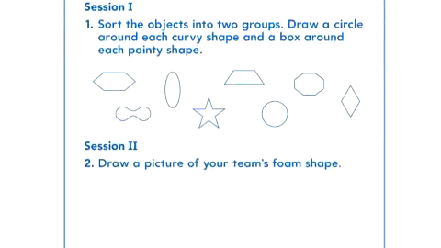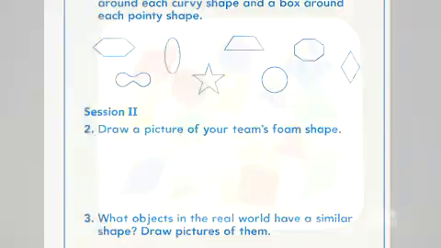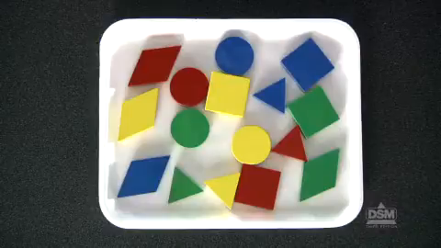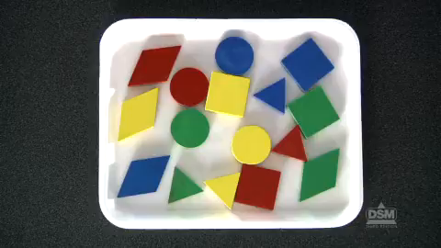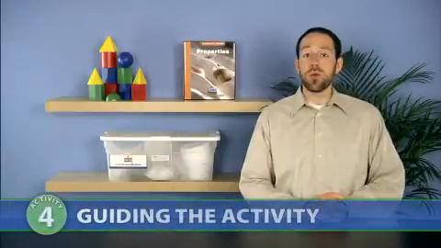Remove the blocks from each team's bag and place them on each sorting tray. Each team of 4 will need one sorting tray with 16 blocks of assorted shapes and colors. And to begin Session 1, distribute a tray of blocks to each team and allow time for students to explore the different shapes on their trays.